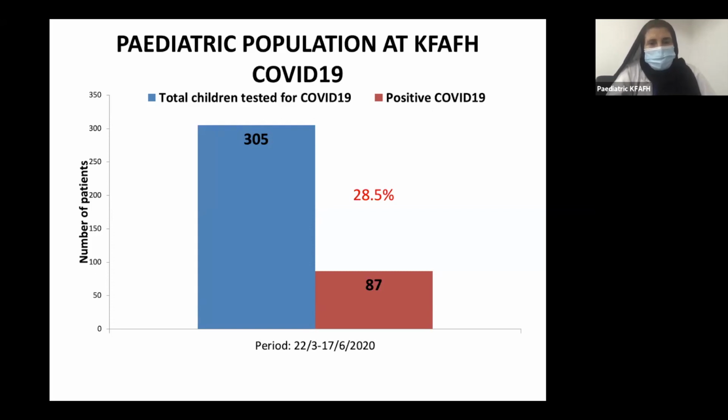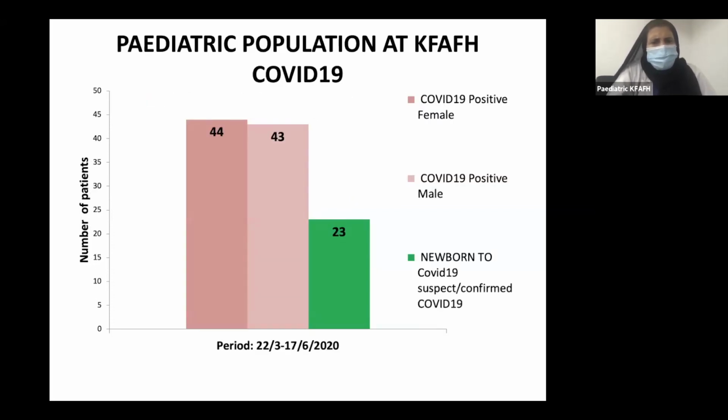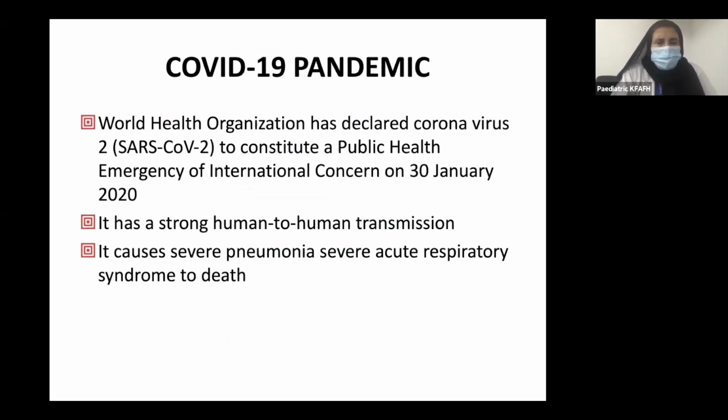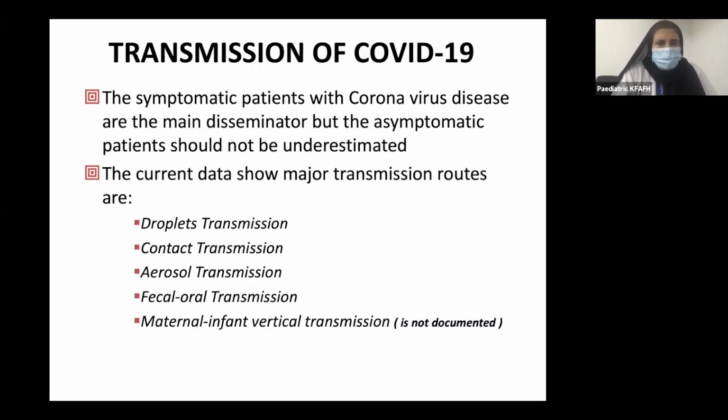with contact. And if we look at the distribution, 44 of them are female, 43 are male, and 23 are newborns that were born to COVID-19 suspected and/or confirmed moms. Of the 23, we have 4 confirmed moms. But you know what, all the babies were tested negative.